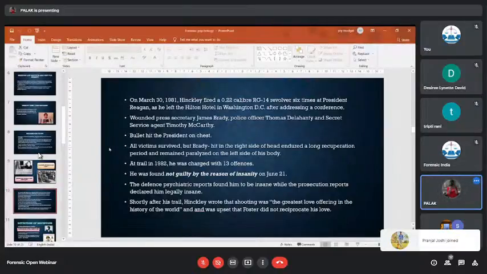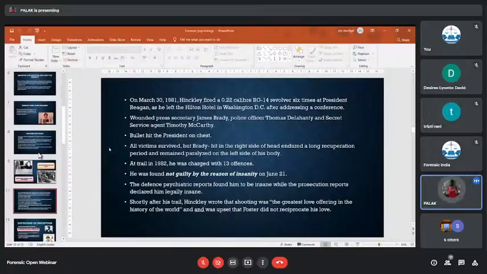All victims survived, but Brady, hit on the right side of the head, endured a long recuperation period and remained paralyzed on the left side of the body. Then Hinckley was charged with 13 offenses and was found not guilty by reason of insanity on June 21.